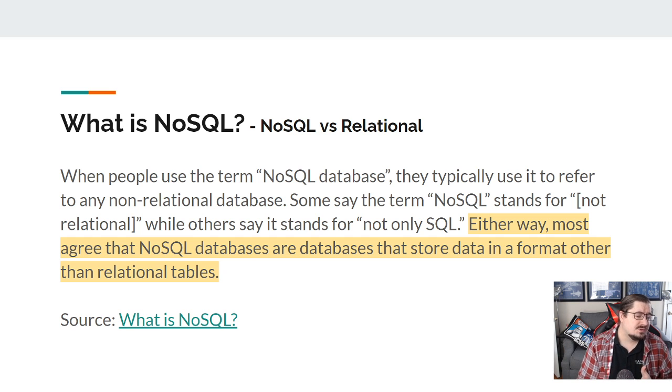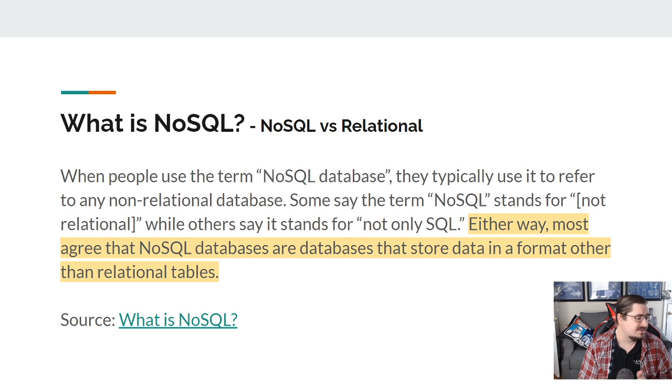Either way, most people agree that NoSQL databases are databases that store data in a format that is different than relational tables. That's what we saw in the previous example: rather than storing things in tables, we're storing almost an array of objects, which we call collections. The whole point is that it's stored in different ways, and there's actually more than one kind of NoSQL database.